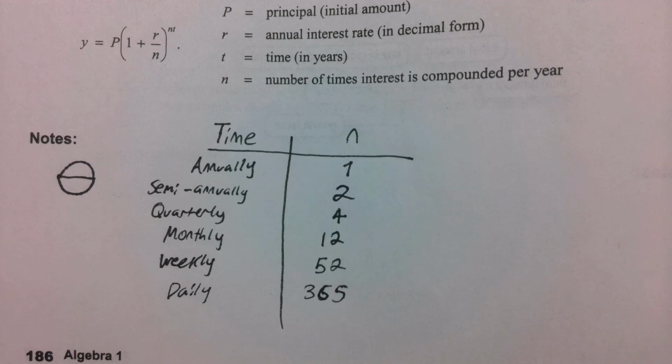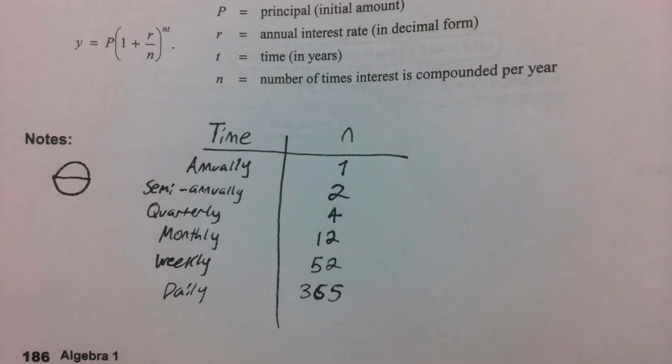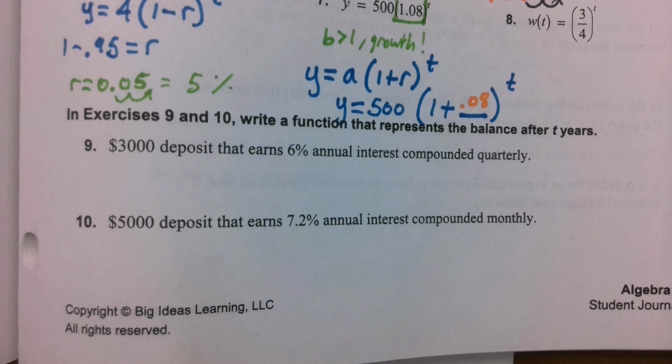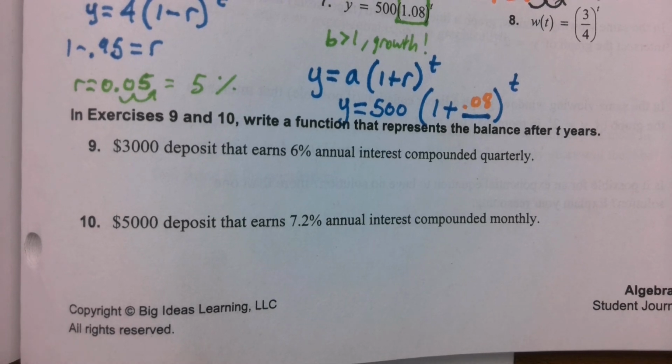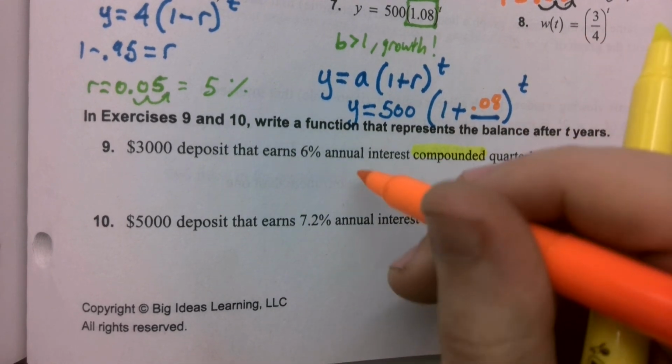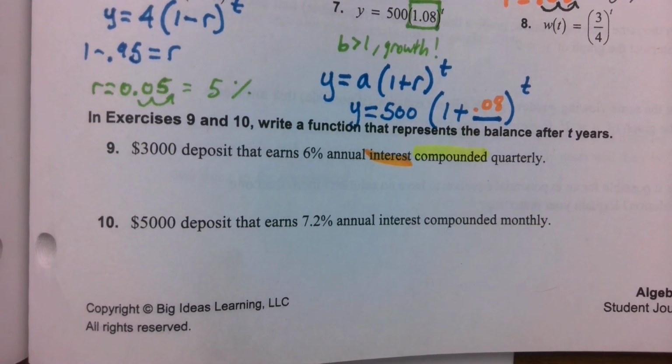What I mean by that is this. Let's turn to the next page, page 187. On page 187, at the very bottom, we're going to take a look at problem number 9. Now, the way you can tell you are dealing with a compound interest problem, this is very important, very hard to keep track of, is if you have the words compounded and interest. I know, crazy.